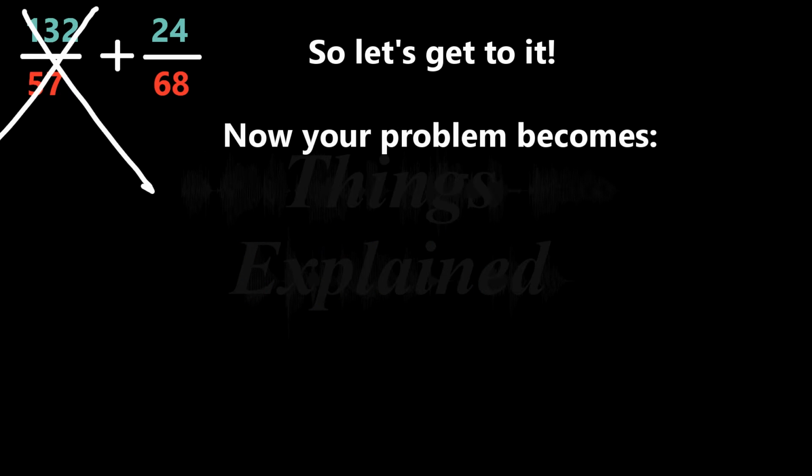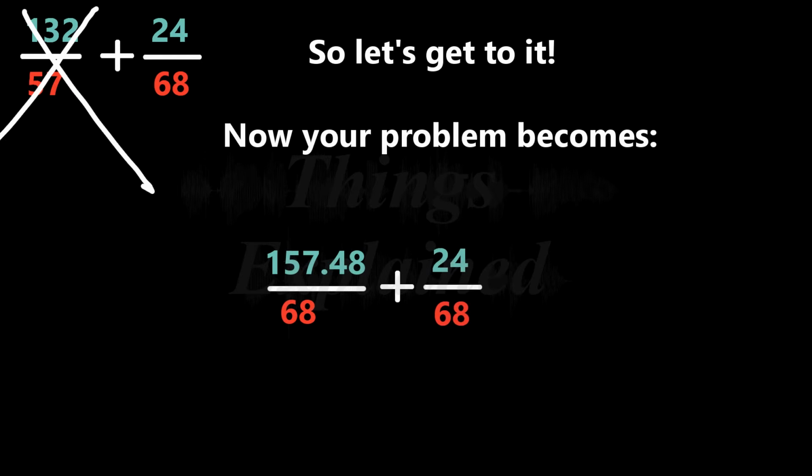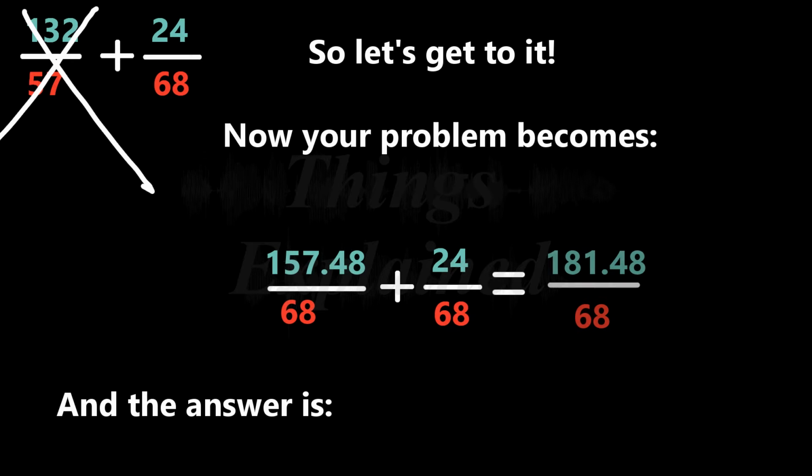So now your problem becomes 157.48 over 68 plus 24 over 68 is equal to what? The denominators are now the same, so we can finally proceed with adding the fractions. And the answer is equal to 181.48 over 68. Well, that was a headache. Let's explain a little bit of why this method works.